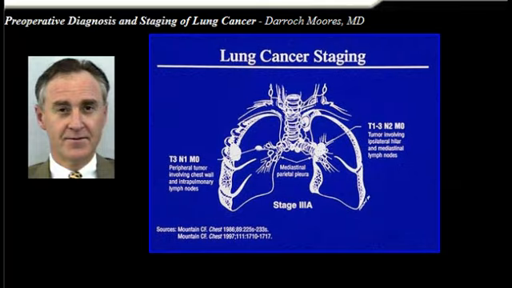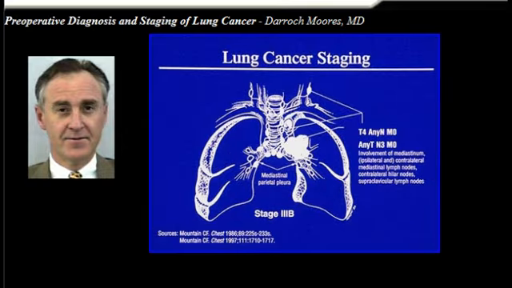Stage 3 remains divided between stage 3A and 3B. 3A are patients with T3 tumors or N2 lymph nodes. These patients are potentially surgically resectable. Stage 3B are the patients who have N3 or T4 lesions. These patients have localized disease from a radiotherapist point of view. However, they have tumors that are beyond surgical resection. And that is how stage 3A and stage 3B are divided.